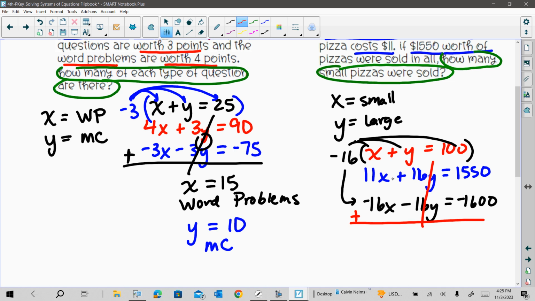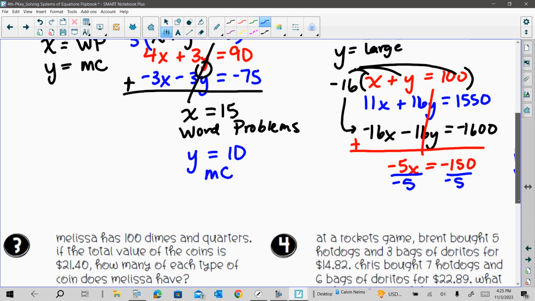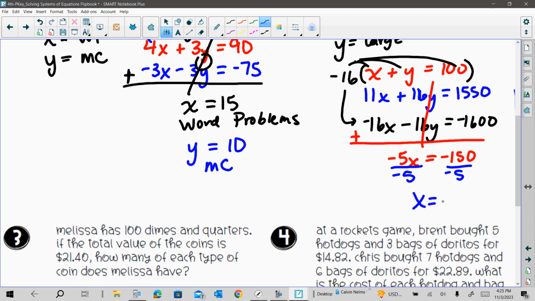Okay, so when I add the 11x and the negative 16x, it's going to leave me with negative 5x equals, in the 1500 plus this negative 1600, it's going to leave me negative 150. So I can solve for x by just dividing by negative 5, and our x here is going to equal 30. So we had 30 small pizzas sold.